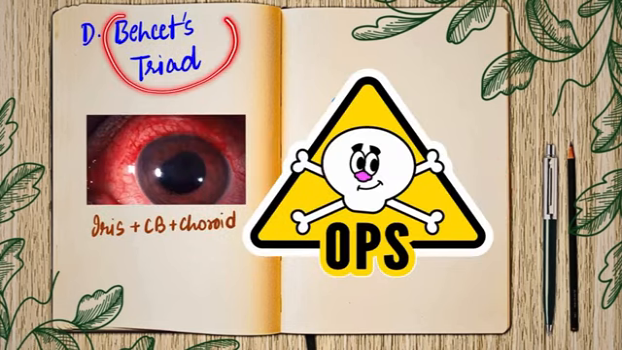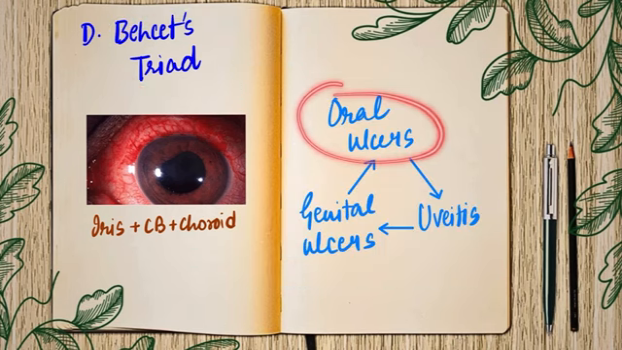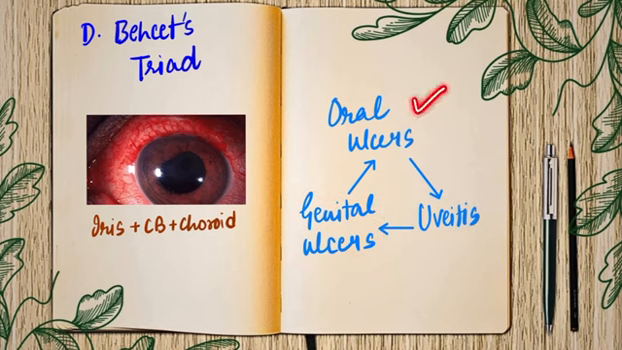Next we have Behçet's triad. You can see the triad includes oral ulcers, genital ulcers, and uveitis. Meaning mouth, genitals, and eyes all are involved. Now, uveitis refers to this image in which the iris, ciliary body, and choroid are all inflamed and infected.